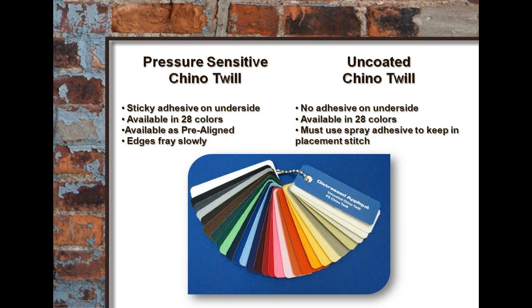They're both available in all 28 colors. The pressure-sensitive chino twill is available in pre-aligned, which means that the foreground layer is already placed on the background layer. So if you ordered a two-color, the foreground would be placed on the background, so you don't have to line them up. That would save you about 40% time during your sewing process. So that's another advantage of ordering the pressure-sensitive chino twill. You can factor the weight of how extremely distressed the edges are after washing and that initial look when it's being cut when deciding which type of material to choose.